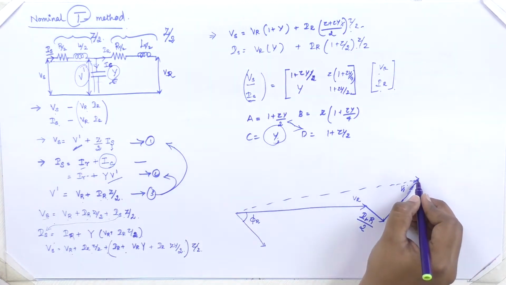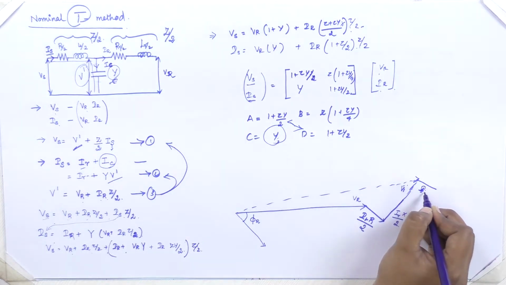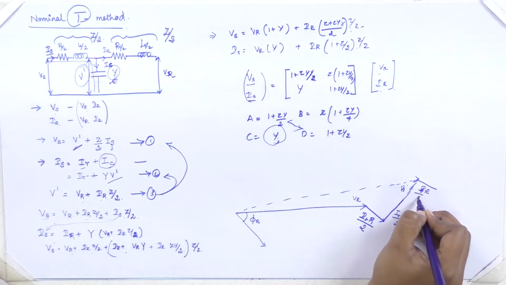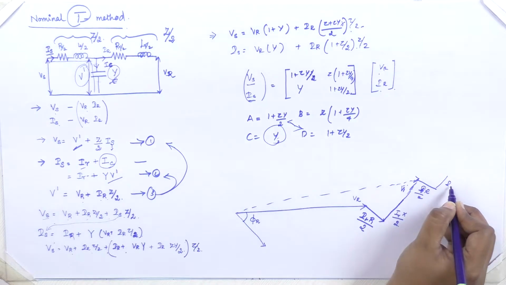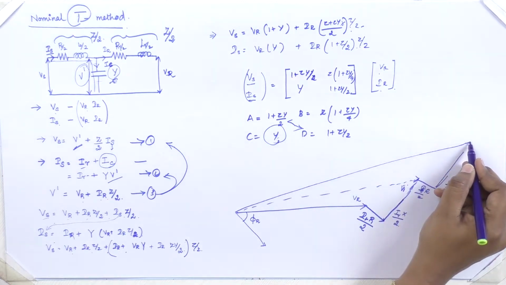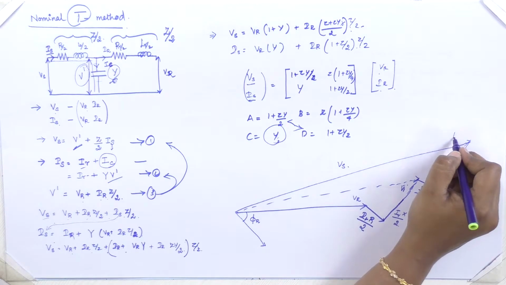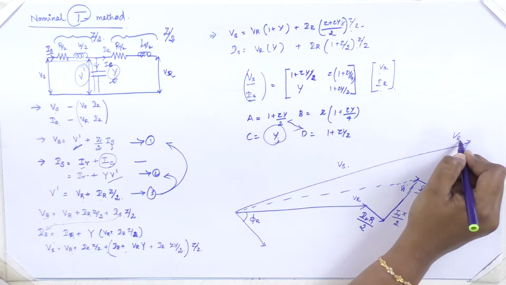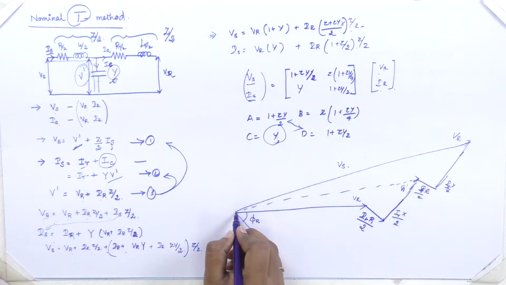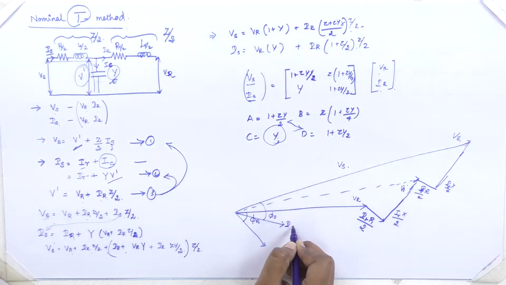Then again the losses in the sending end voltage with respect to R, that is IS R divided by 2, here Is into X by 2 will give you the sending end voltage Vs. So with Vs lagging by an angle phi s will give you the Is.